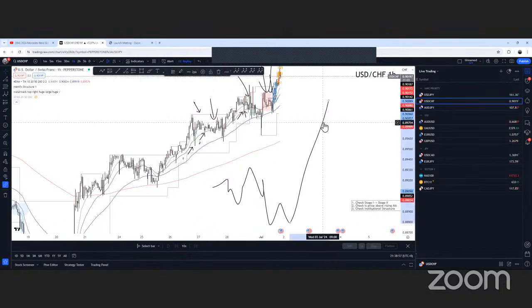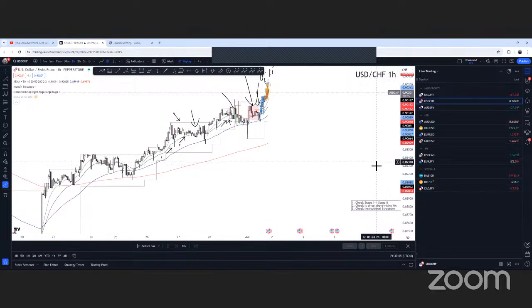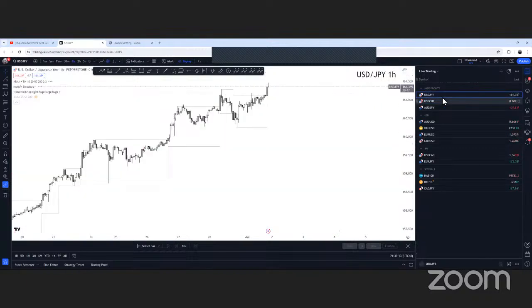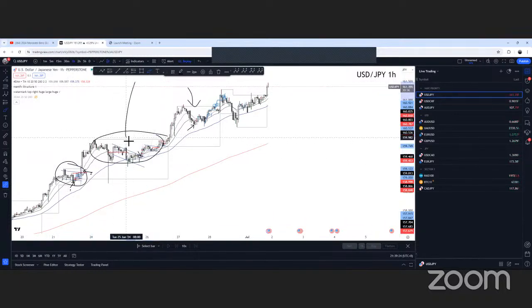Do you need a bigger stage one, or can a small one work also? It just depends on your experience as well. I personally trade two kinds of flush out. I trade two kinds of stage one as well. As you can see, I trade this kind of big flush out. I know a lot of people in the mentorship did this: they wait for this kind of big flush out, and they are super profitable with it. You can wait for this kind of big flush out to follow it again.